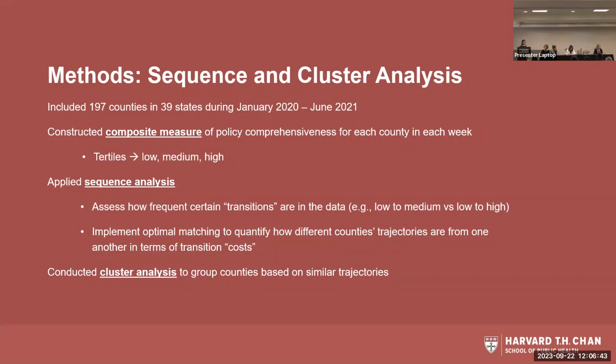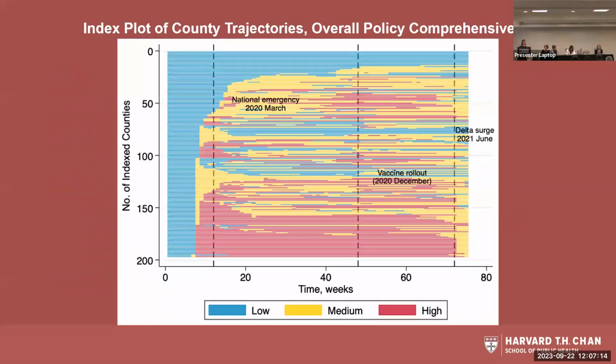The sequence analysis algorithm then assesses how frequent certain transitions are. So in other words, how often do counties move from low to medium or low to high policy comprehensiveness across weeks? And then less frequent transitions that are observed are considered more costly. And then the algorithm implements optimal matching to quantify how different the county's trajectories are from one another in terms of this costliness. And then finally, we implemented cluster analysis, which groups counties together based on their similar trajectories.